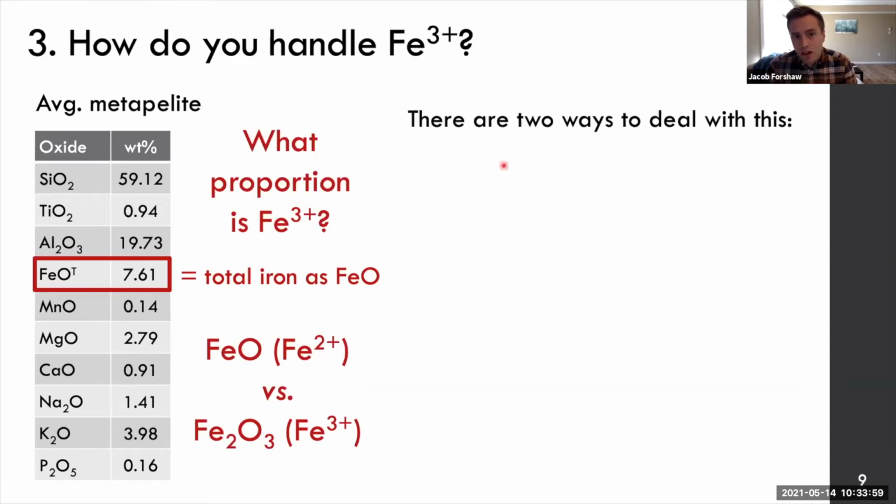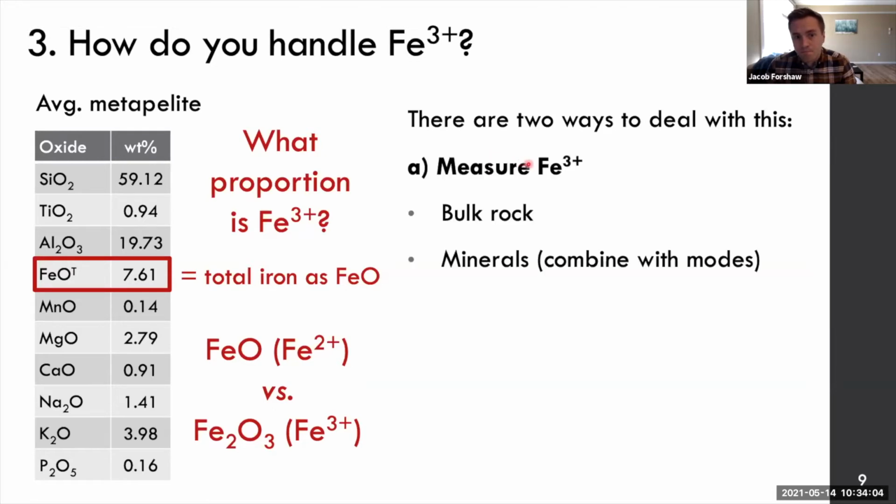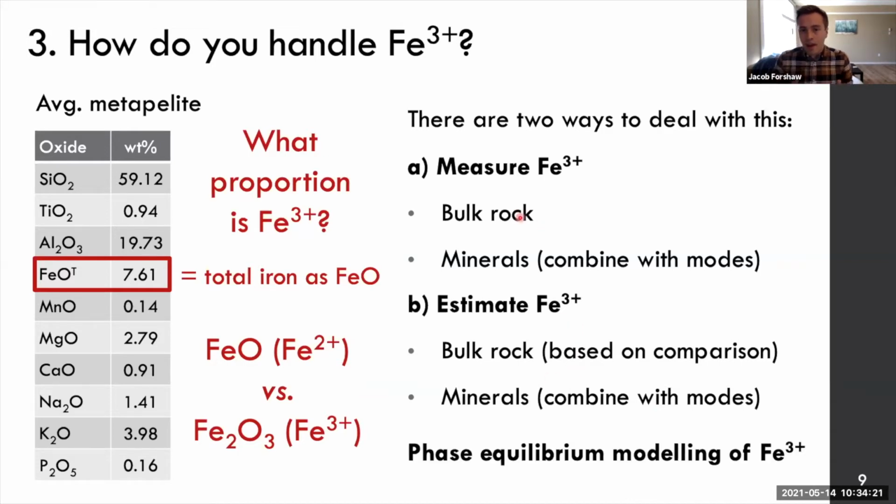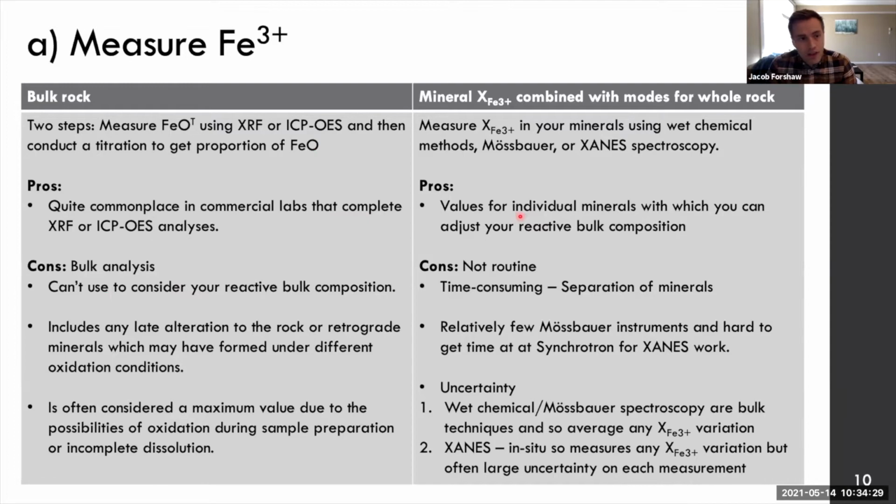And in my mind, there are two ways that you can deal with this or get at this number. You can go and measure iron 3+ in the bulk rock or in your minerals and then combine it with modes to get a bulk rock. Or you can estimate iron 3+, either in the bulk rock based on comparison with other rocks or in the minerals and combine it with modes. And then you take these two and you might compare that with what you get when you're doing your phase equilibrium modeling.